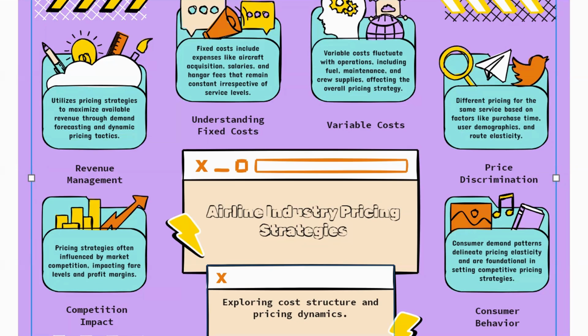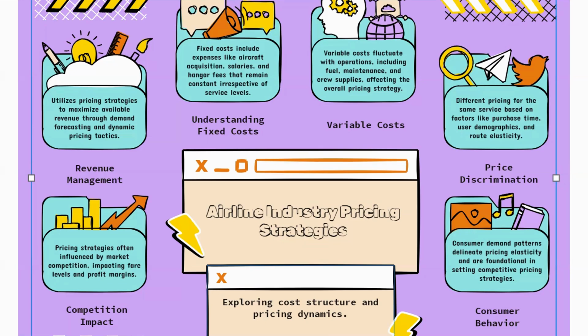The same goes with route elasticity. If a lot of flights are operating over that route, if there are a lot of options available to the consumers, then the ticket charges must be lower. On the other hand, if very few flights operate on that route, then the ticket charges would be higher. So these are several factors that cause a discrimination in price. Adding to these are the fixed and variable costs.